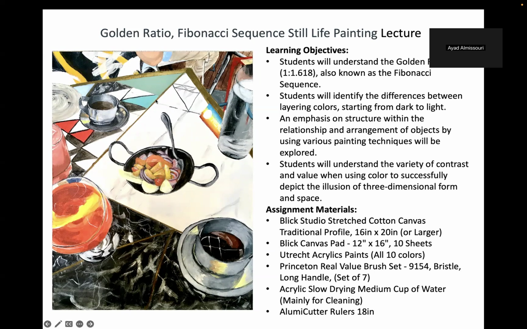Now, obviously, throughout this process, we'll look at some examples from students' work from previous quarters, which you can see here in this example from the left, where a student did a wonderful job in the assignment.